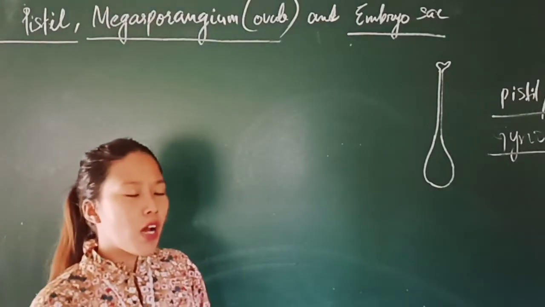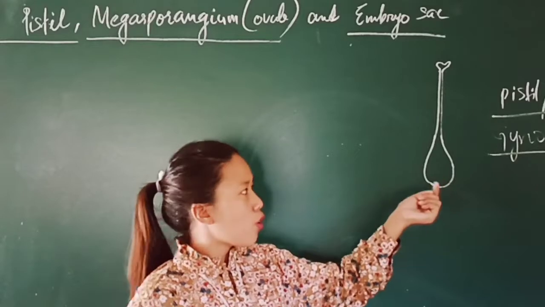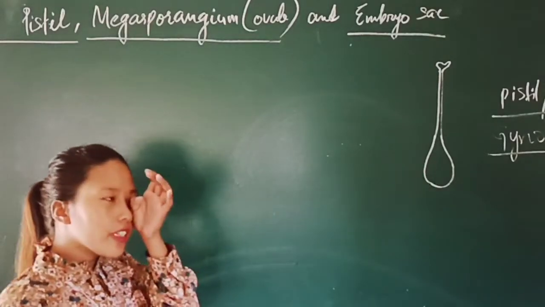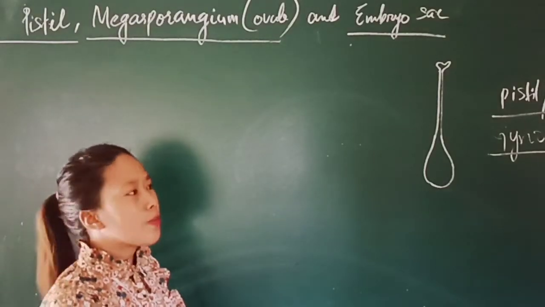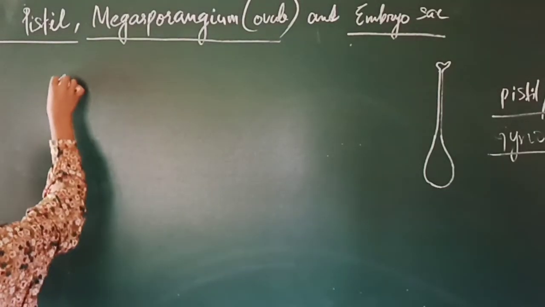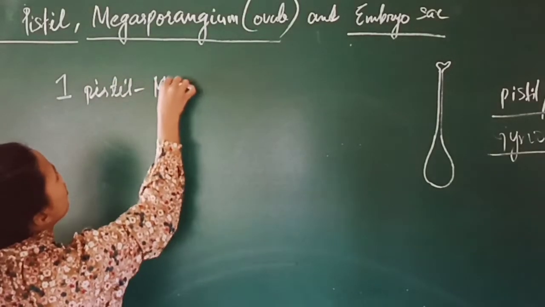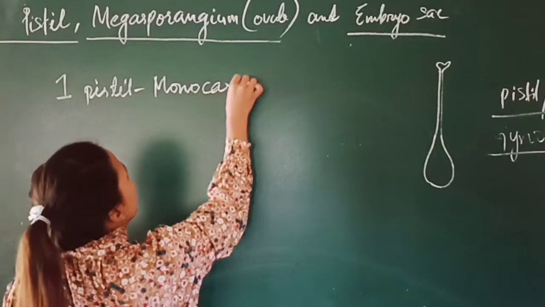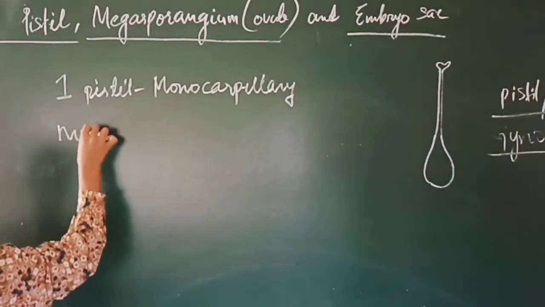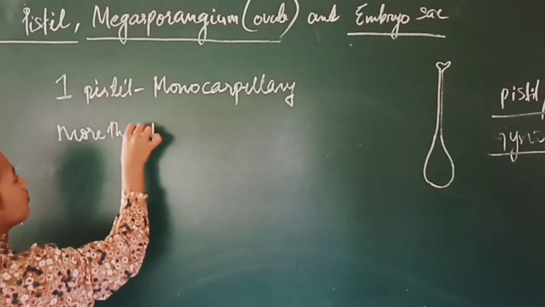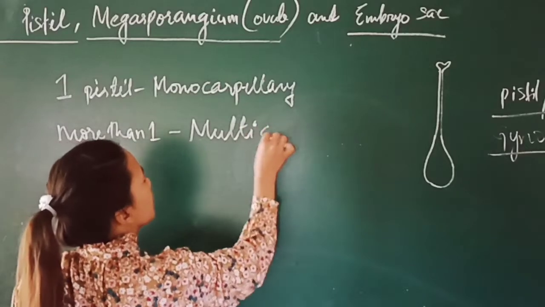Now, in some flowers you might find only one pistil or only one carpel. If that's the case, then those flowers are called monocarpellary. Okay, if they have only one pistil, then they are called monocarpellary. And if they have more than one pistil, then they are called multicarpellary.